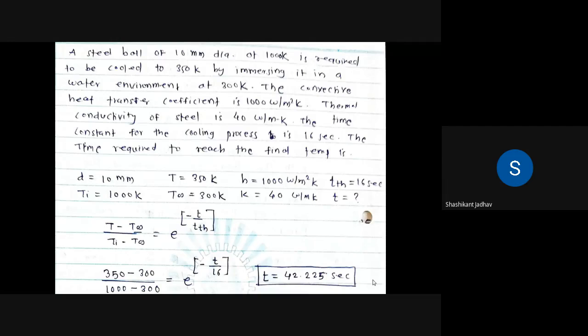Then the heat transfer coefficient is given: h is equal to 1000 watt per meter square Kelvin. Thermal conductivity of steel is given: k is equal to 40 watt per meter Kelvin. Then the time constant, with notation tau, is given: it is 16 seconds.